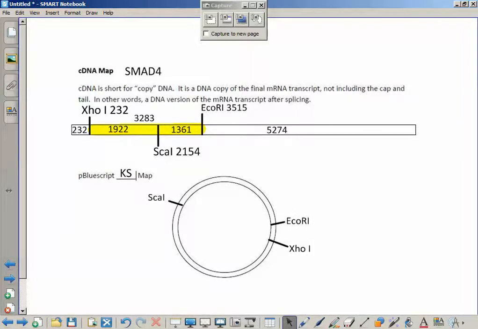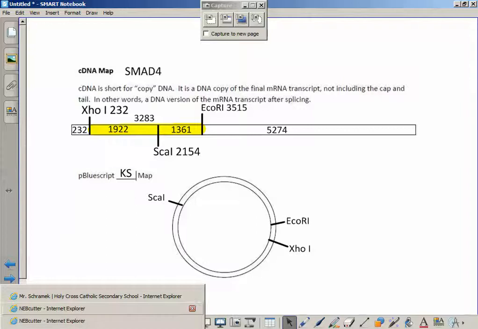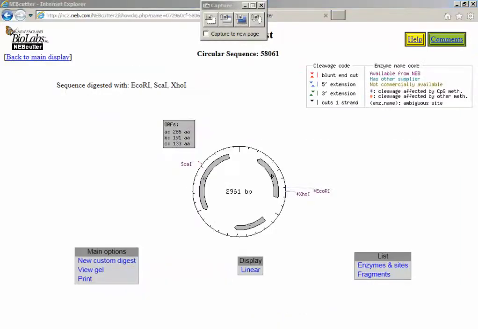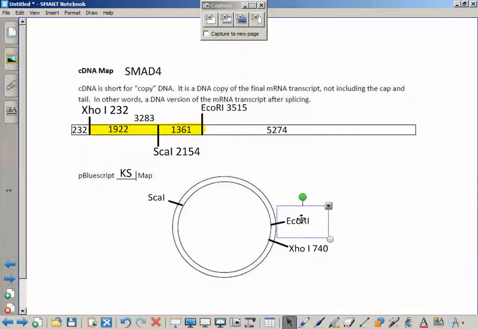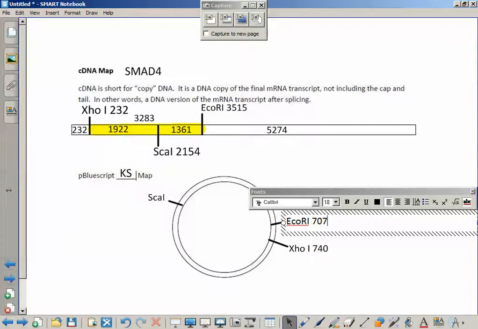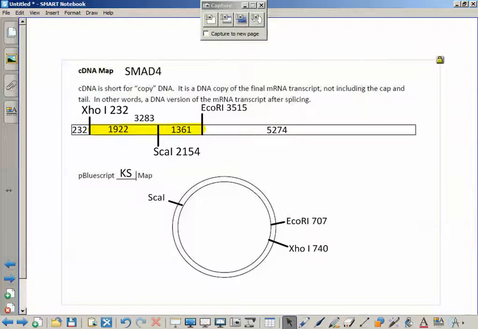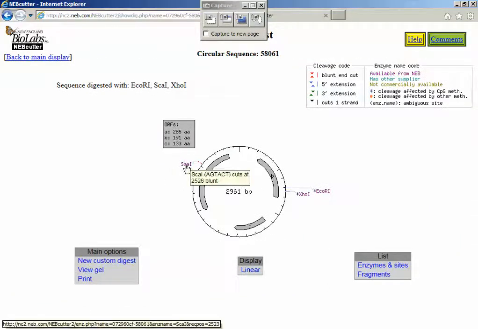Okay, so now we've got to figure out our fragment lengths, right? We've got several different lengths that are important to us. Let's see here. So 740, 707, and 2526.